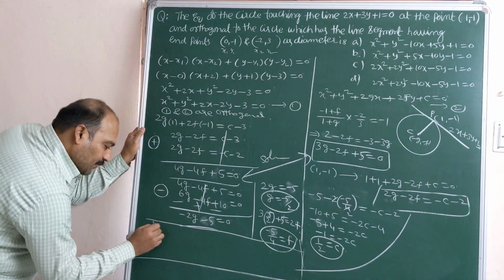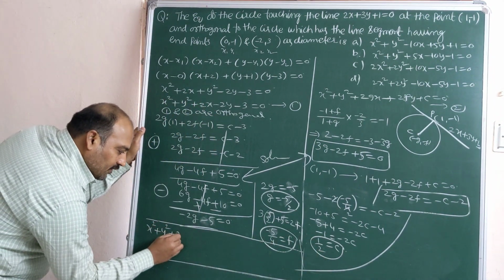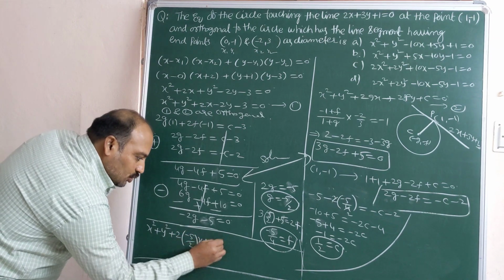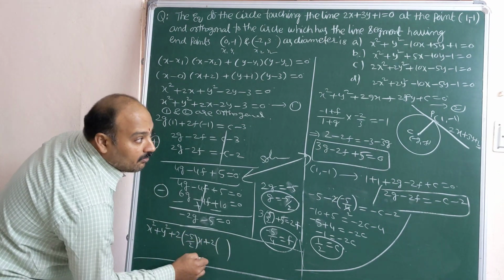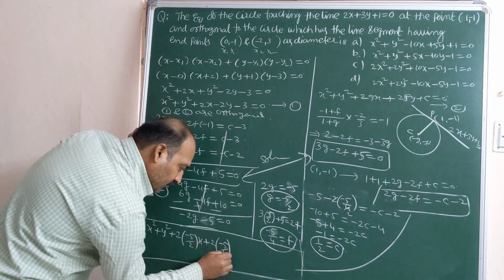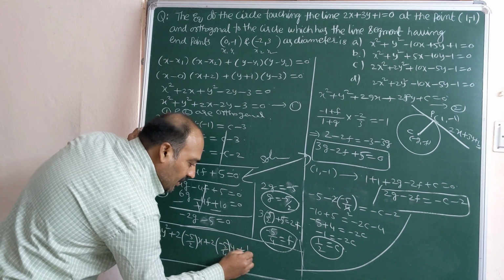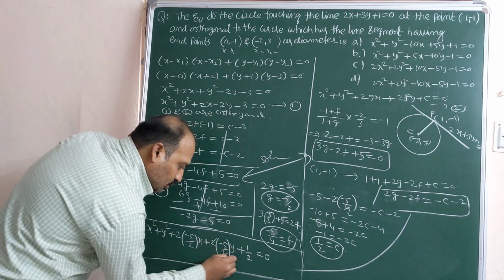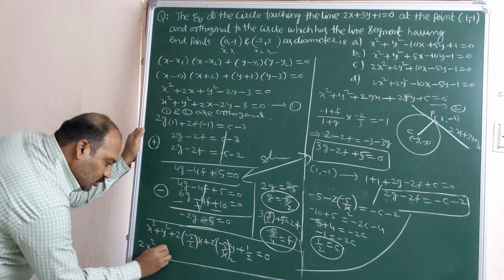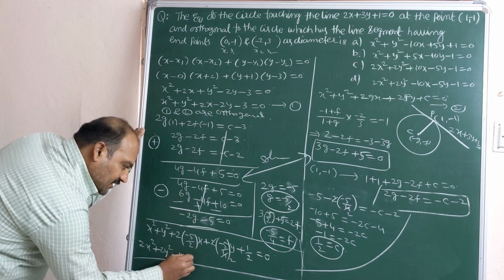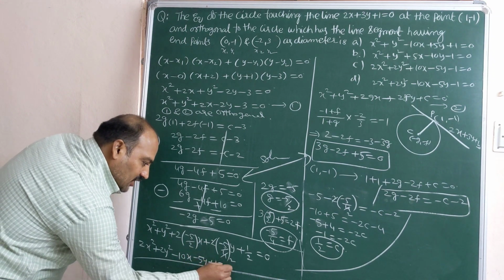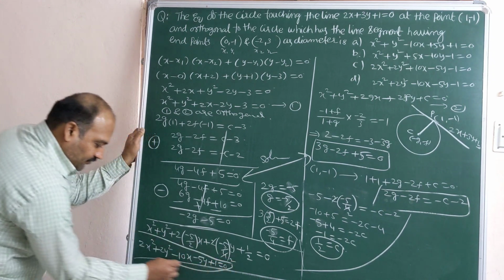So x square plus y square plus 2 into minus 5 by 2 x plus 2 into f value minus 5 by 4 y, c value 1 by 2. So 2 ones are 2's, take LCM. The answer will be 2x square plus 2y square minus 10x minus 5y plus 1. This option is there, dear students.